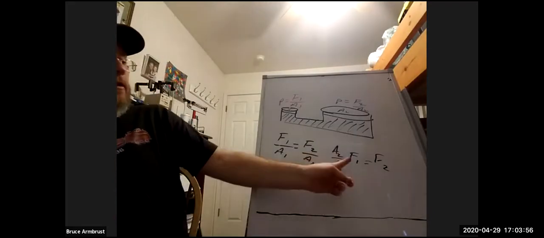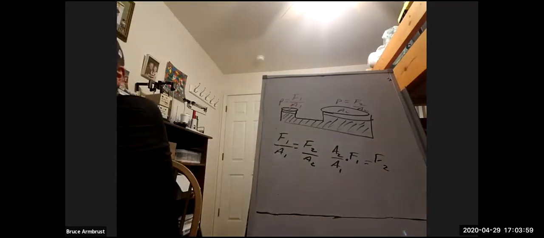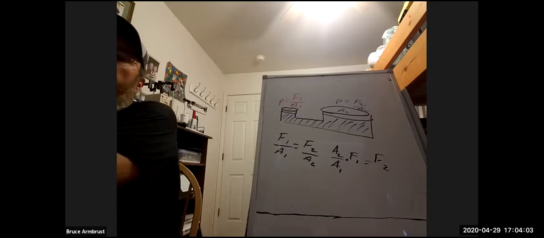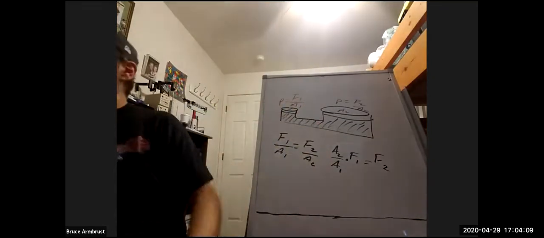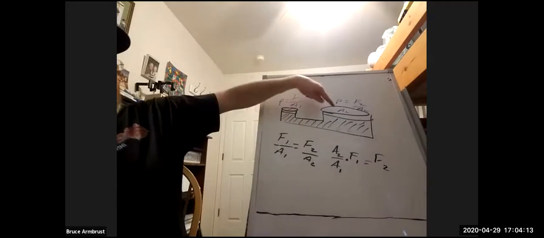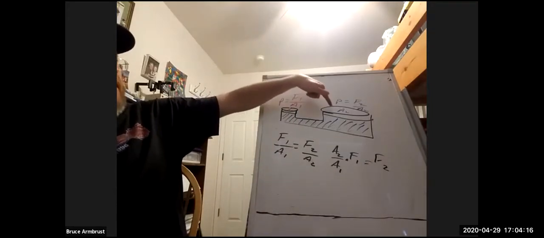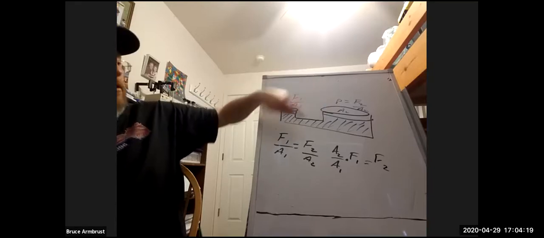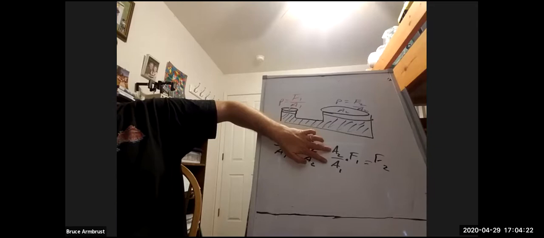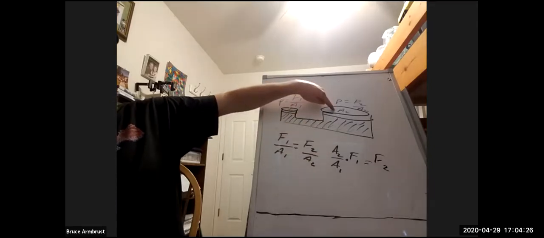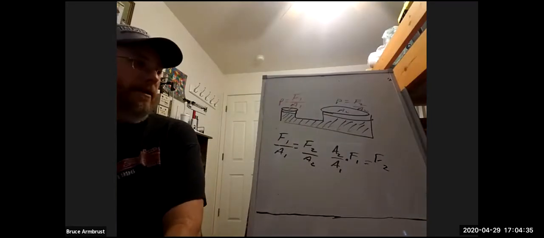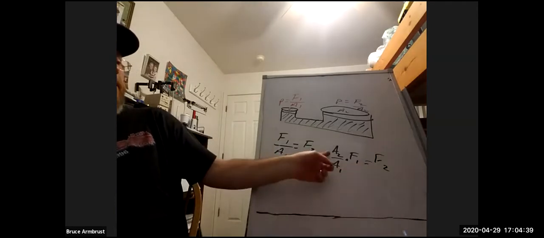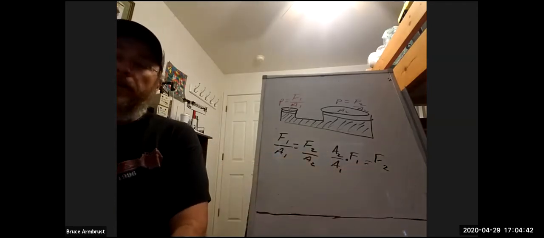Force 1 is the force that I apply. This is going to be me pushing down on this thing to try to lift a car or something like that. And A2 over A1 is the ratio of the two areas. In this design, you can see that A2 is bigger than A1, so that means this multiple is bigger than 1. So the lifting force on A2 is going to be bigger than the force I'm pushing down with, F1. And I can make it significantly bigger if I change the area so that this ratio is large.